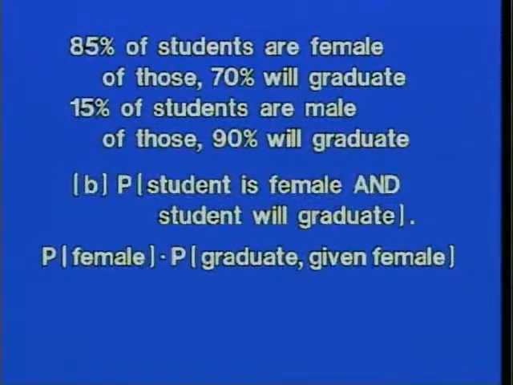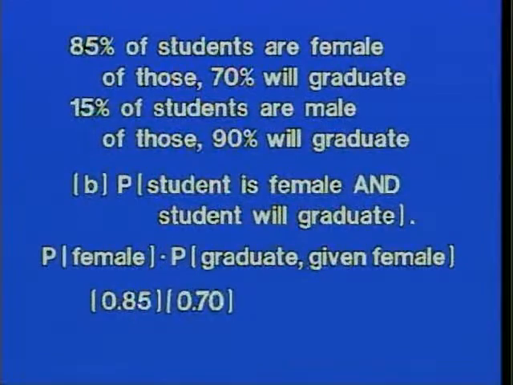Now notice the dependence idea here, because the percent that are graduating in the outline above depend upon their gender. So we have a dependent situation here. Now the probability of being female is 85%. 85% of all students are female. Now once you're in that female category, the probability of graduating is 70%, so 0.7. And then the product is 0.595.